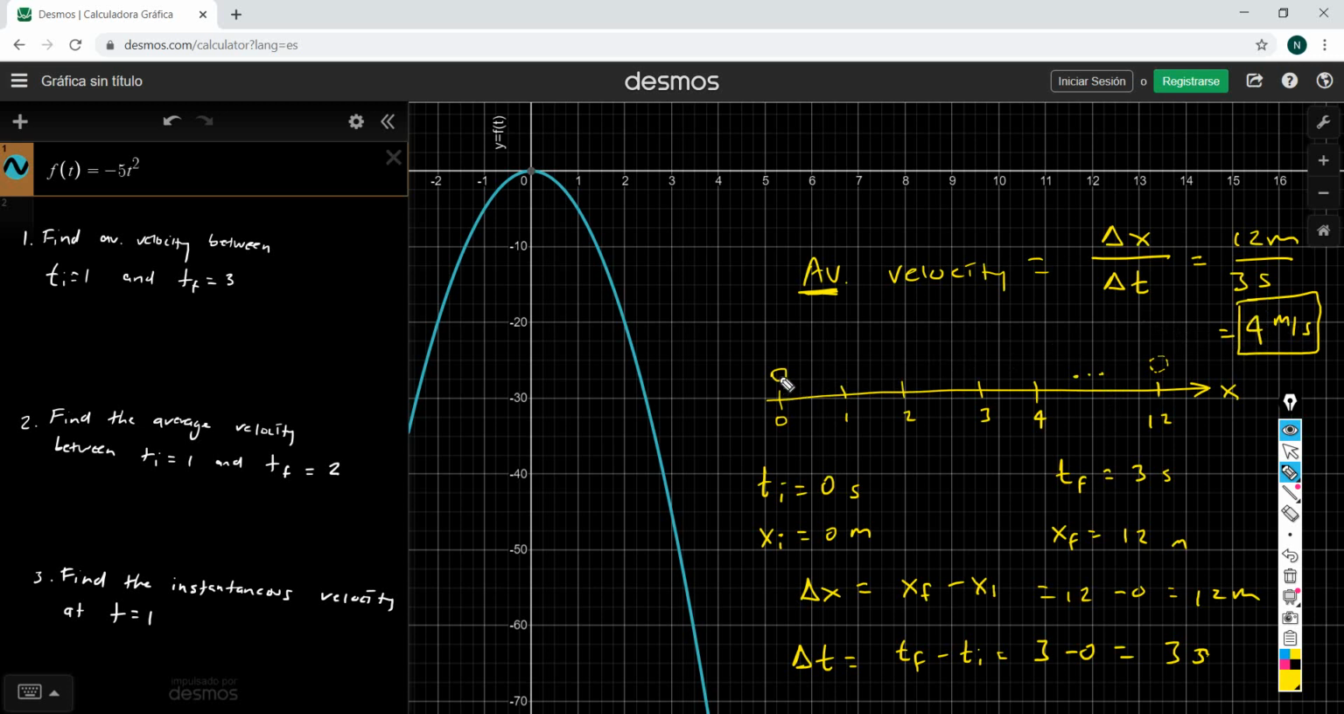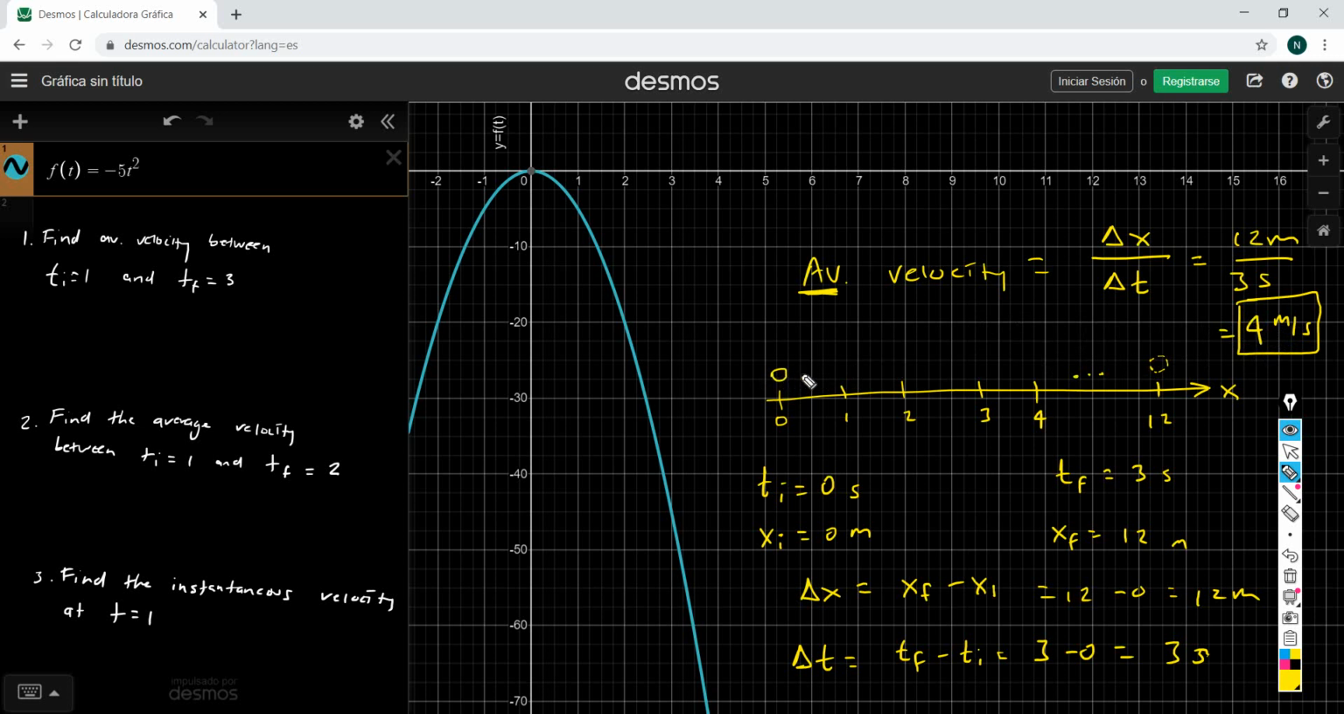Does that mean that this particle always moves in this way, at a constant velocity of 4 meters per second? Nope. No, no, no. What it means is that, on average, this is the velocity. Perhaps your particle traveled in this way.